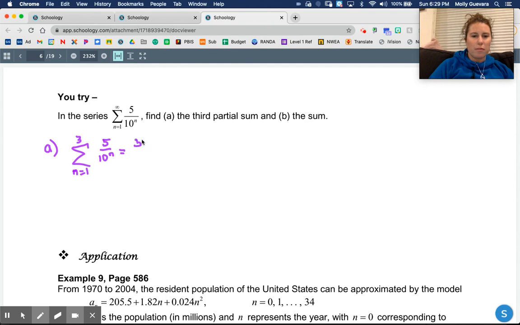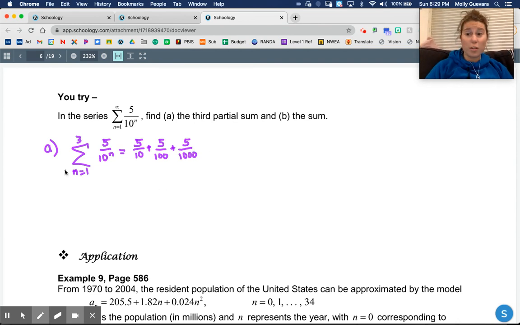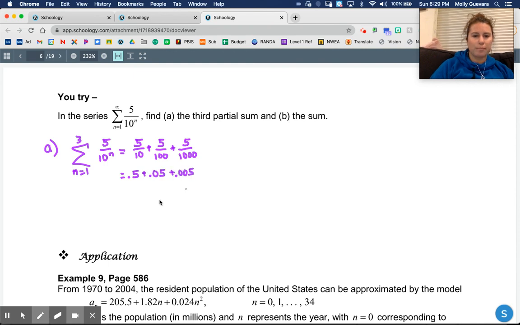So this is going to be 5 over 10 to the 1 plus 5 over 10 squared plus 5 over 10 cubed, because I want the third partial sum. And if I wanted the fifth partial sum, I'd have to add 5 of them together. So this is 0.5 plus 0.05 plus 0.005. So the third partial sum is just going to be 0.555.